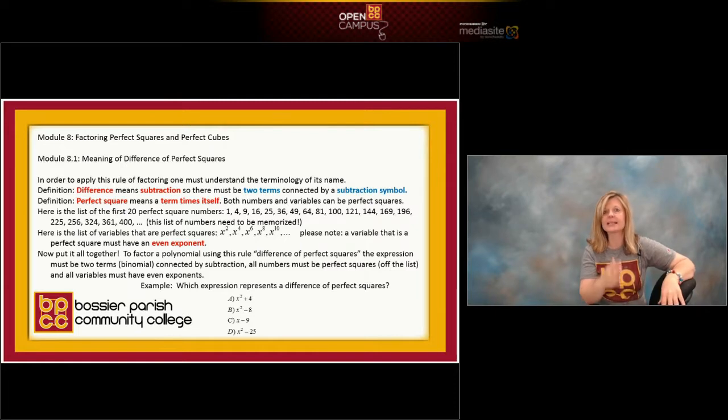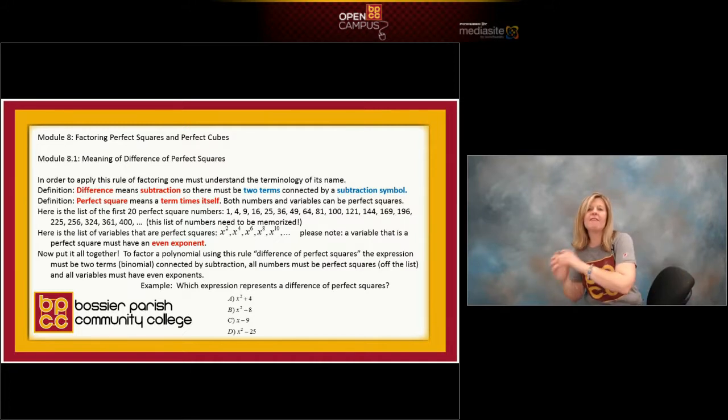Well, that word means a term times itself. You can have numbers that are perfect squares. You can have variables that are perfect squares. First, let's do the arithmetic and talk about the numbers. A perfect square number is a number times itself. So let's go through a couple. What's 1 times 1? Well, that's 1. So 1 is a perfect square. What is 2 times 2? Well, that's 4. 4 is a perfect square.